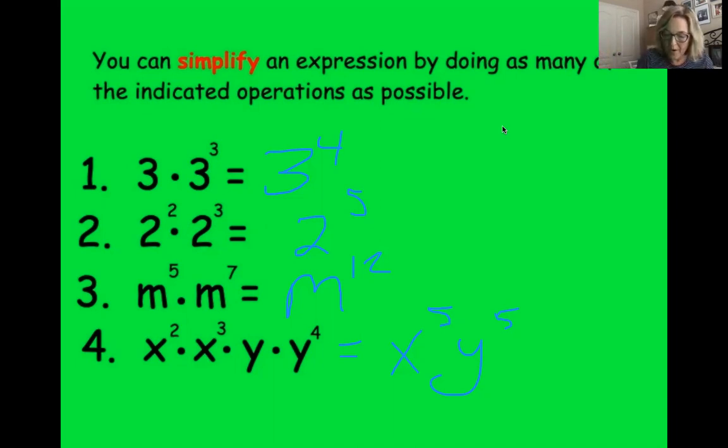So x squared times x cubed can be done to give you x to the 5th power, and y times y to the 4th power can be multiplied. But then we have to keep them multiplied times each other. Now you notice I did not put a dot, and I don't have to. You can if you want, but if you just put them side by side, that indicates multiplication anyway.